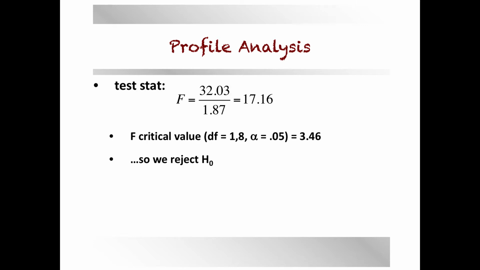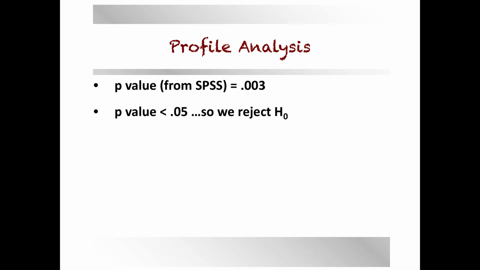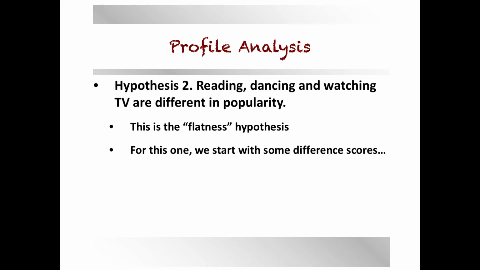So in this case, you're going to get an F of 17.16. The critical value is lesser, and so we're going to reject our null hypothesis and conclude a difference between depressed and non-depressed folks. And so then we move on to the next hypothesis. P-value 0.003, we'll see that here in a minute in SPSS.